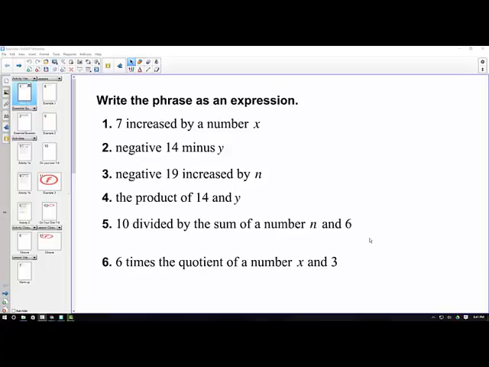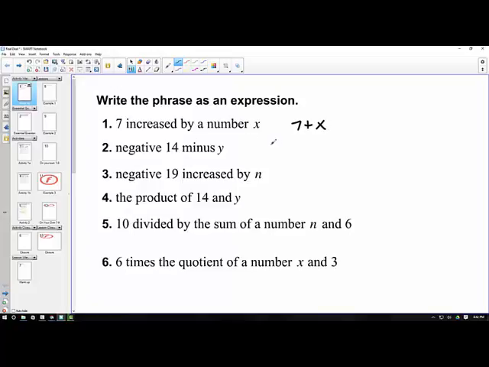All right, so this video will focus on chapter 3, section 1. And the very first thing we're going to start off with is talking about these phrases. So 7 increased by a number x. That would be like 7 plus x is all it's saying. So let's put down 7 plus x.